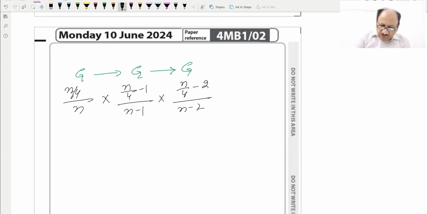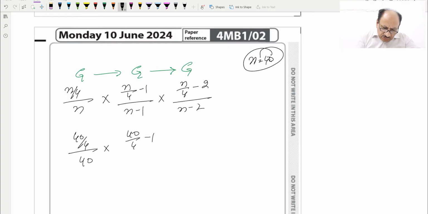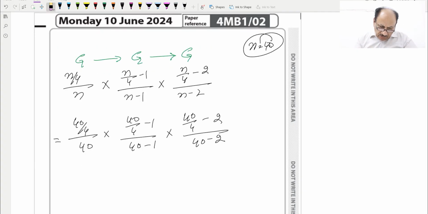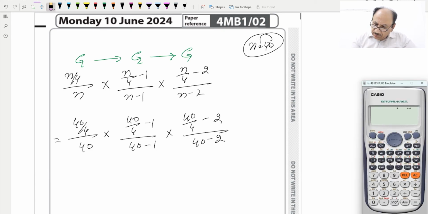Now n we have just calculated, n is equal to 40. So this n is equal to 40 we will be replacing in this equation, and we will get 40 over 4 over 40, and multiplication 40 over 4 minus 1 over 40 minus 1, and then multiplication 40 over 4 minus 2 over 40 minus 2. This we can type in the calculator and get the answer in one go.